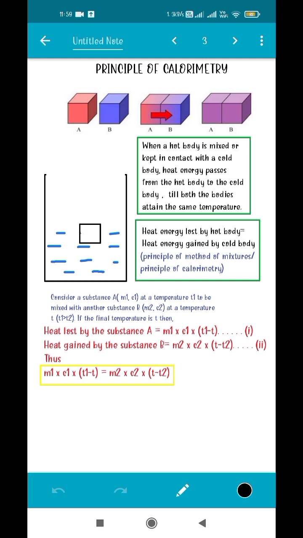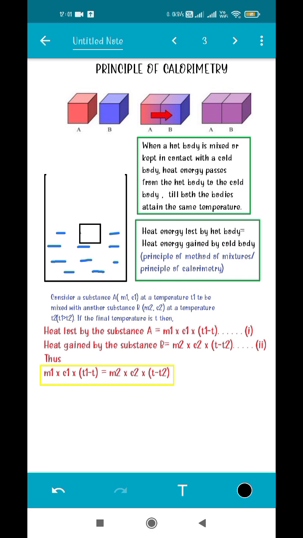Whenever we are mixing a hot and a cold thing, or we are keeping them in contact, this particular relation is followed. So let's see a derivation over here which will be required in the numerical problems. Let us consider a substance A whose mass is m1 and whose specific heat capacity is c1. As you can see, it is specific heat capacity, I have denoted it by small c. It is at a temperature of T1 and it is mixed with another substance B whose mass is m2 and its specific heat capacity is c2.